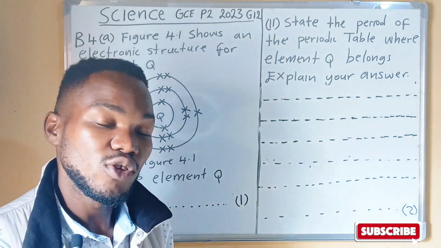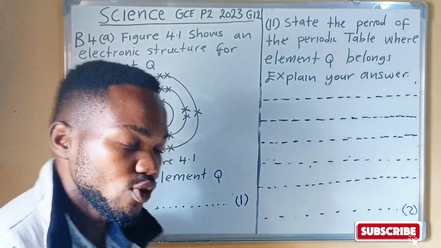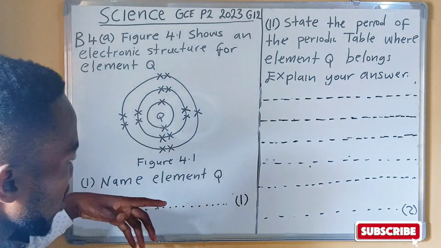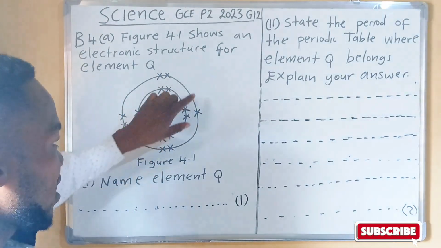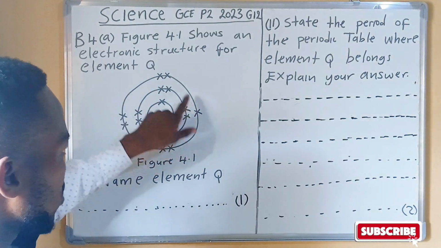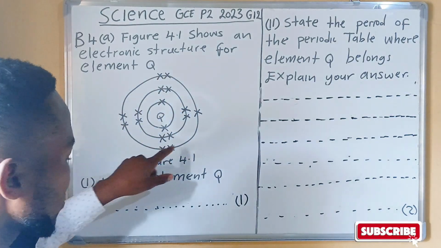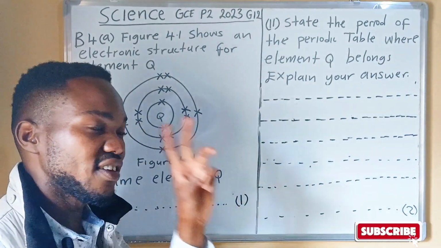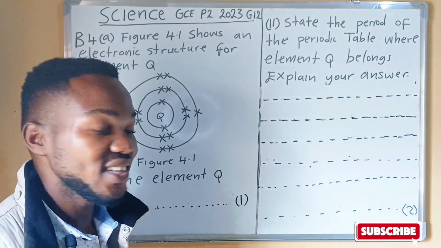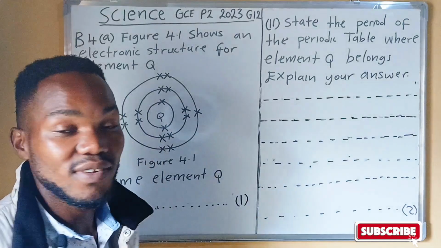So now, when you are counting, here it has got 2 electrons. The second shell has got 8. That means it's 10. Then, with the last one, you count 1, 2, 3, 4, 5, 6, 7. 7 plus the 10, it has got 17 electrons. So this element has got 17 electrons.